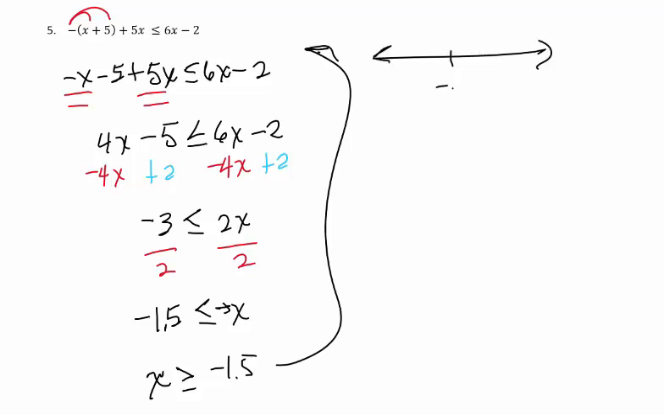So if we draw a number line, -1.5, we're going to shade to the right and shade in -1.5, and now we can easily write that our interval notation is from -1.5 to infinity.